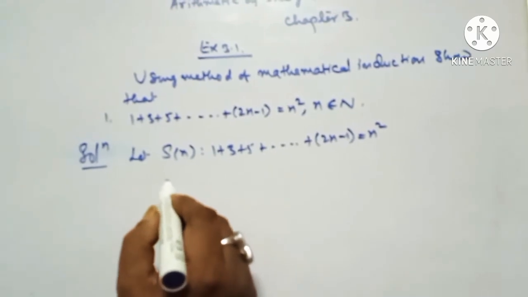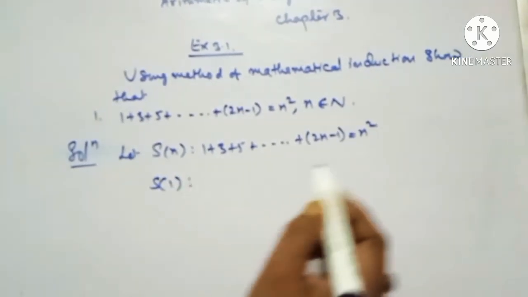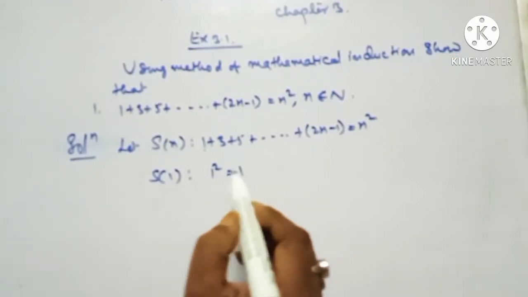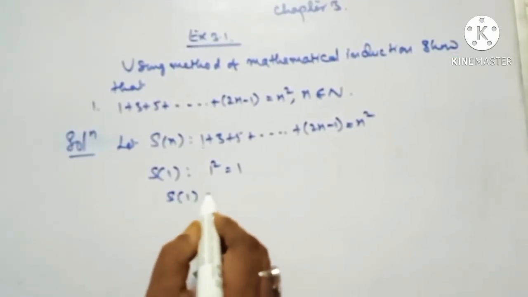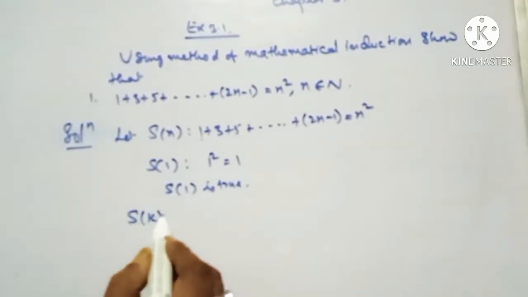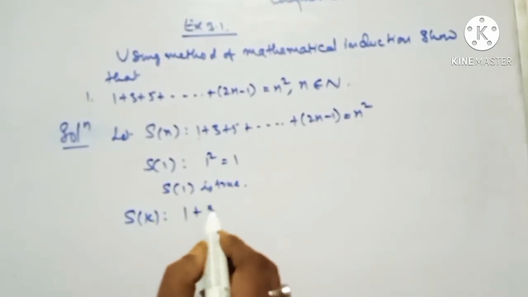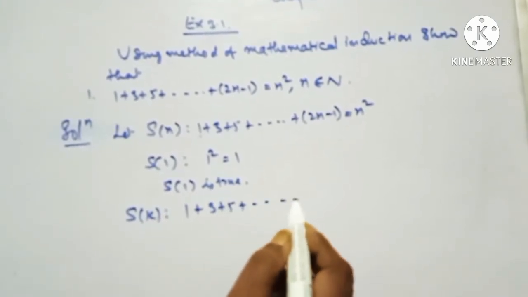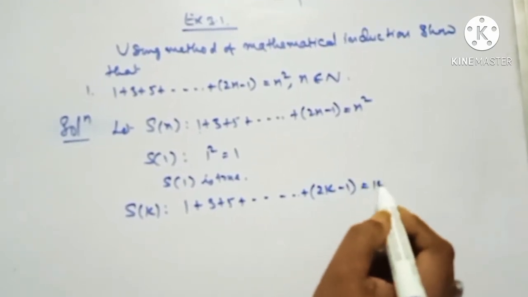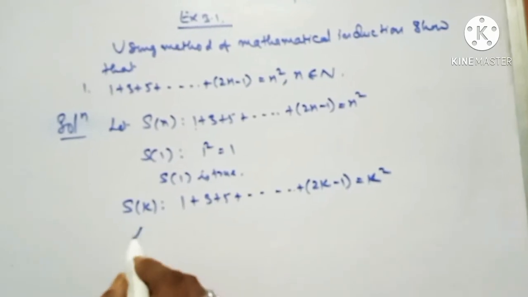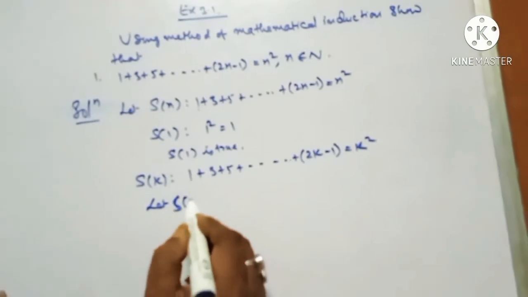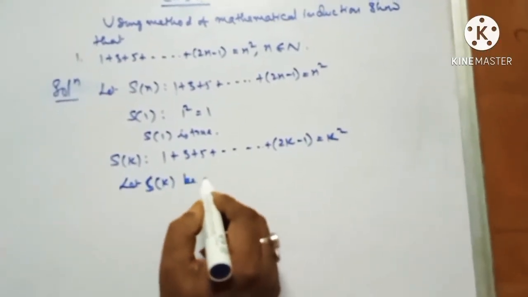So at first we go for S1. Here 1 square is 1, and the first term is 1, so S1 is true. Now we go to Sk such that 1 plus 3 plus 5 dot dot dot plus 2k minus 1 is equal to k square. Let Sk be true.